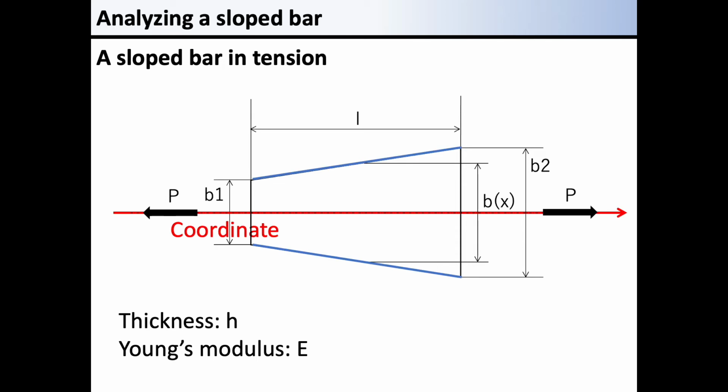In this case, we can consider the following procedure. The cross-section area is a function of the coordinates, taking the coordinates in the longitudinal direction of the bar. We are considering that the cross-section area is not uniform due to the slope. Then, we calculate the stress, strain, and total elongation.